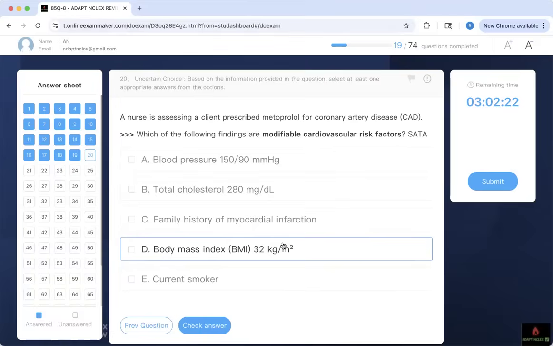Okay, that's why I make these 85 questions, so that you can test your test-taking strategy. You can master them. Nobody can take that away from you. So use them. And this is assessing a client prescribed methylprednisolone for what?